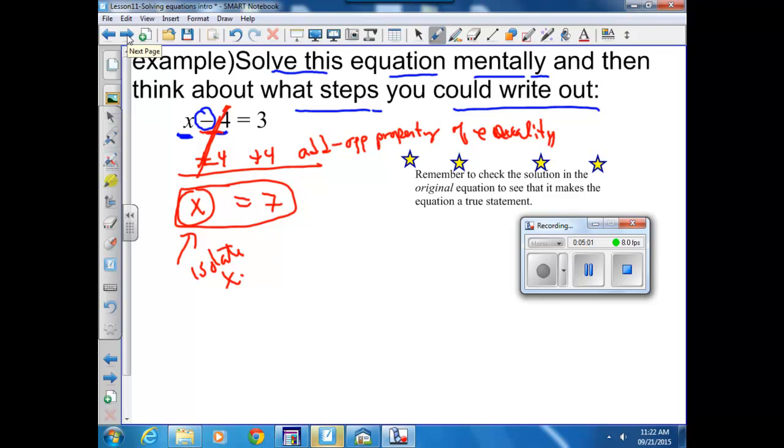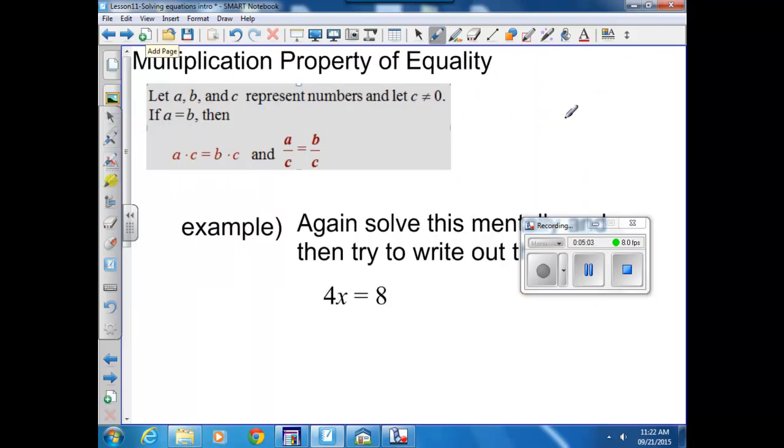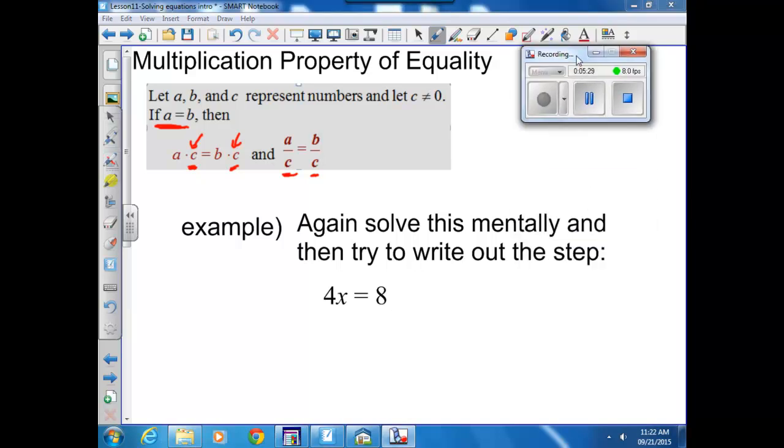Let's try again. Multiplication property of equality, as you imagine, says that if A equals B, then AC equals BC. It basically says if I'm going to multiply one side of the equation by a number, I have to multiply the other side by that same number to keep things balanced. And likewise, I can divide both sides of the equation by a value, as long as that value is not 0.